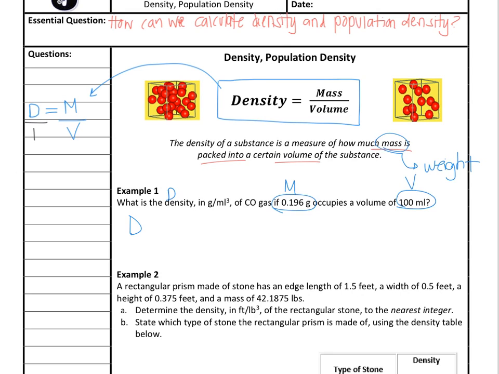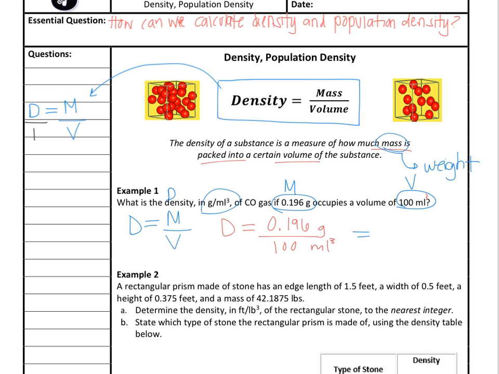So we're looking for D, and we know the M goes over the V. So when we plug in, we have density equals the mass, 0.196, divided by the volume, 100. And I'm just going to put units on here for the first time, but I'm not going to put them on there after this. Because remember it said that in the end we want grams per milliliter cubed. This volume should actually say milliliters cubed over here. Please adjust that for me, because remember volume is always cubic. So we have grams per milliliter cubed.